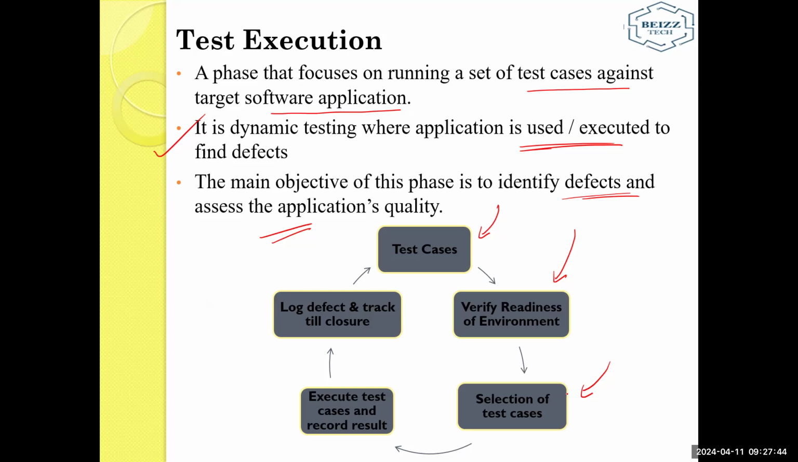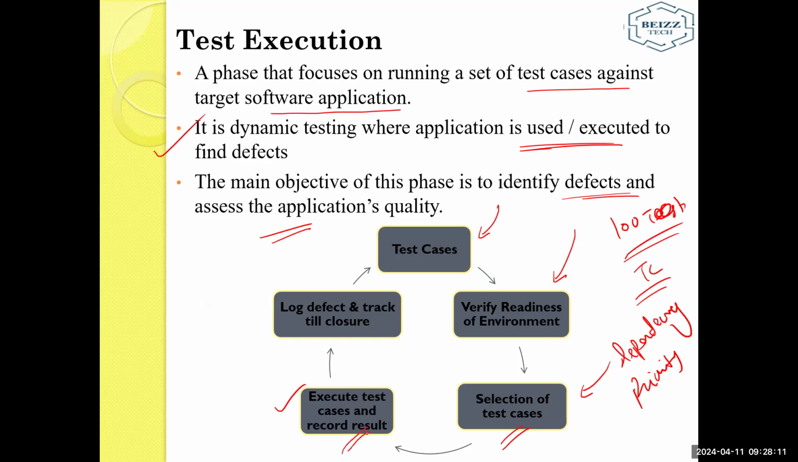Guys, this is important. Let's say you have prepared 100 test cases, but out of 100, you need to define the priority. Which test cases will we cover first? As per the priority, somewhere we have certain dependencies too, some logical dependency, some functional dependency that we need to follow. Based on that, you will select the test cases for execution. Then finally, you will execute the test cases and record the result.